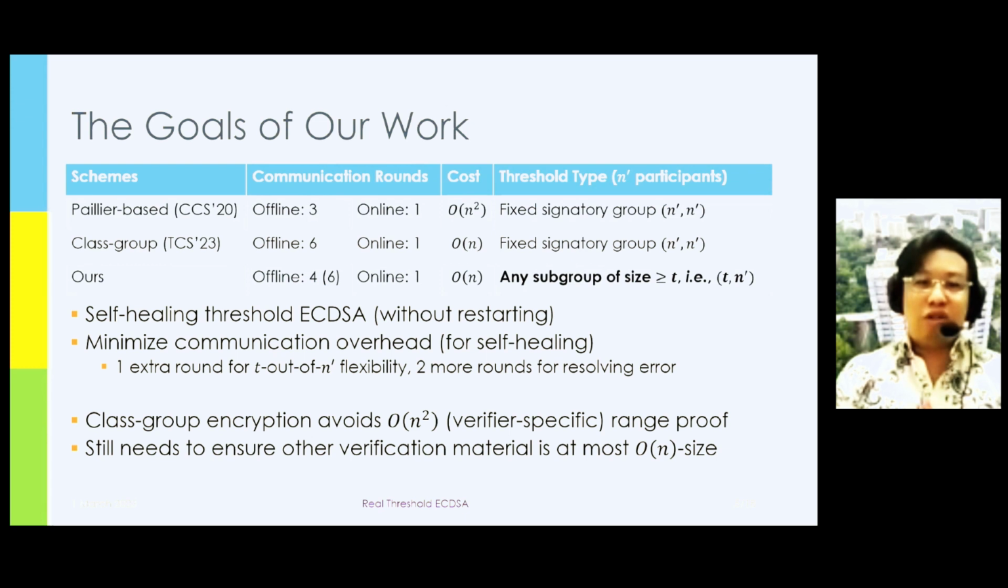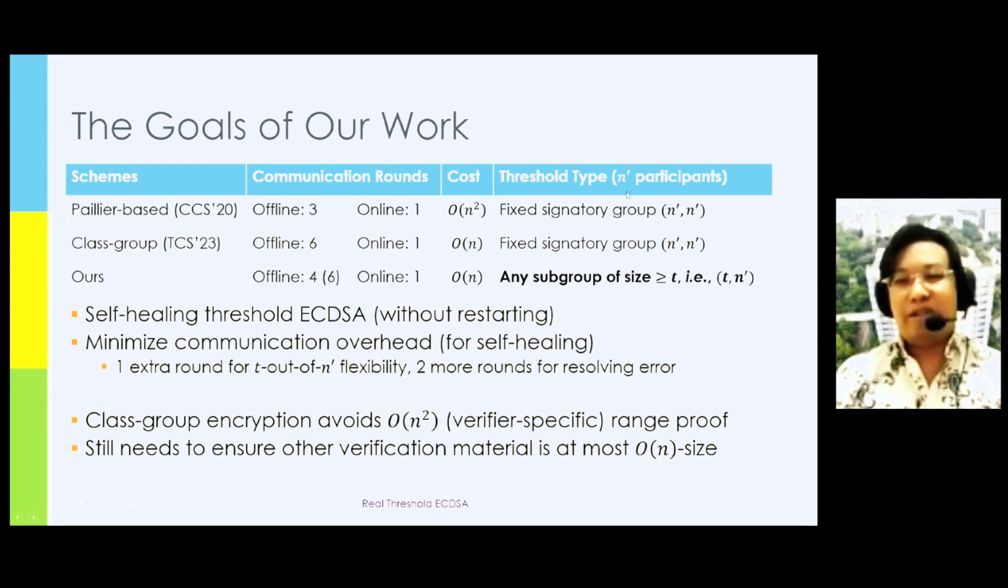So we use scarce group-based encryption, which in particular avoids the verifier-specific range proof in the pair-based construction, which is of order n square size. But that said, that is not our only change. We still need to ensure other kinds of verification material are also at most of order n size, where n is the signing party.